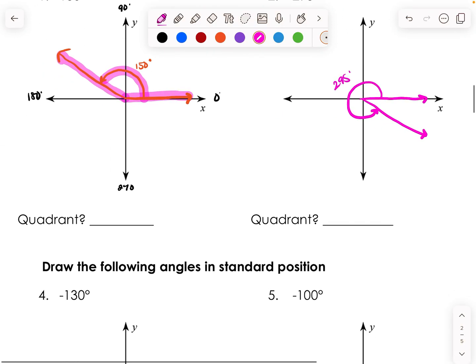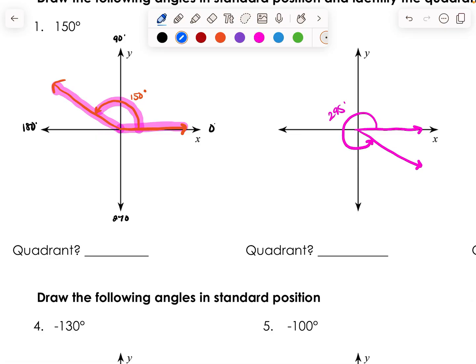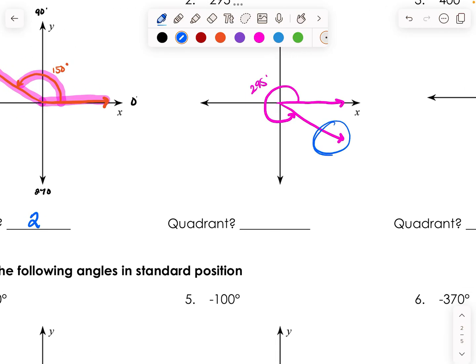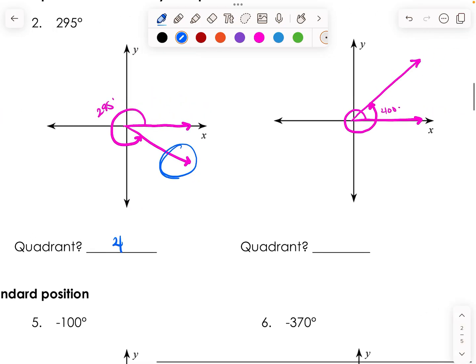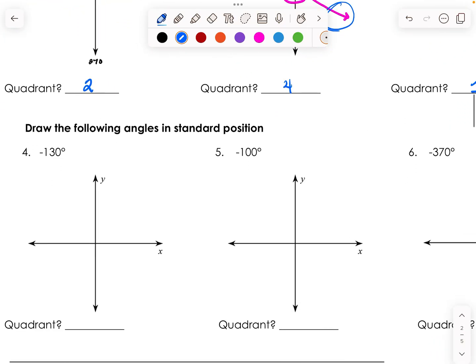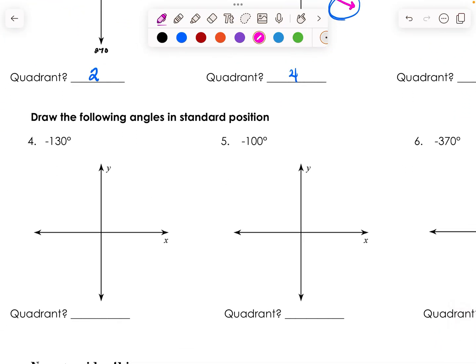Now, when I'm asking for the quadrant, I am asking about this terminal side. Since we're always starting on the x-axis, where's it finishing? Where's that terminal side landing? So this would be in quadrant 2. This would be right here in quadrant 4. This would be right here in quadrant 1. So go ahead and do these with negative degree angles. I'm just going to throw them up here. Go ahead and pause.